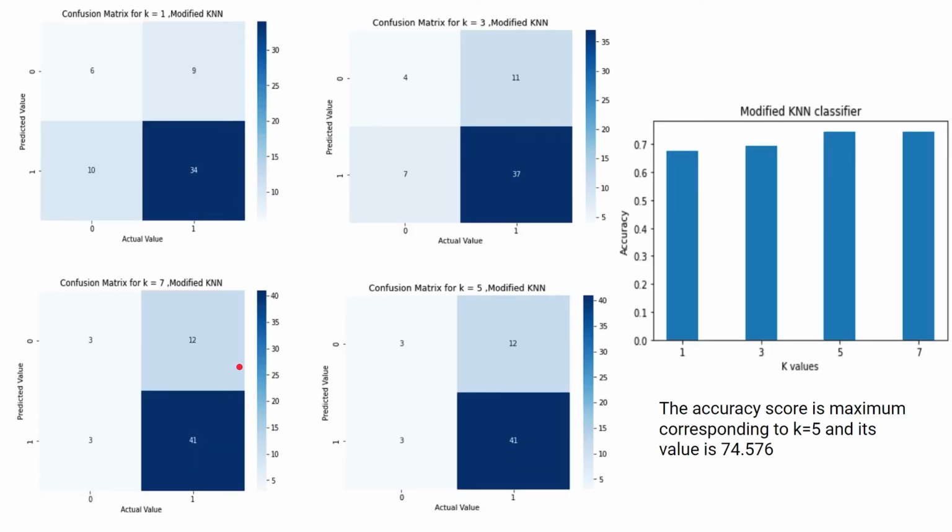Here are the outputs of this algorithm for k equal to 1, 3, 7, and 5. And by the bar plot, you can see that the maximum accuracy corresponds to k equal to 5, and its value is 74.576%.